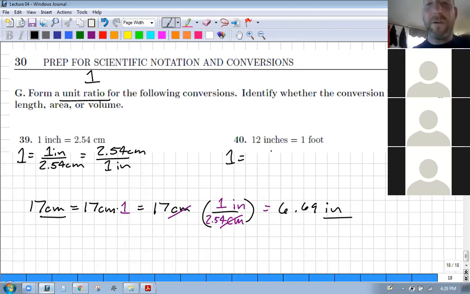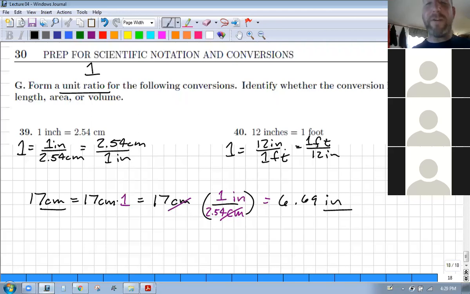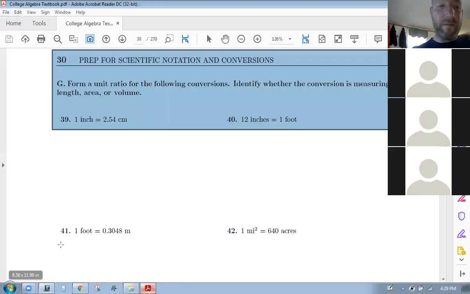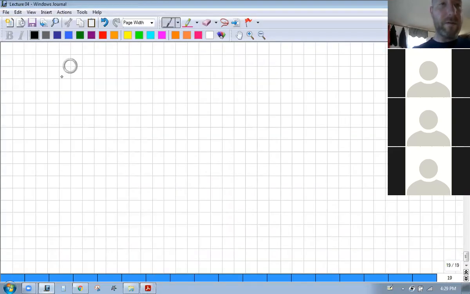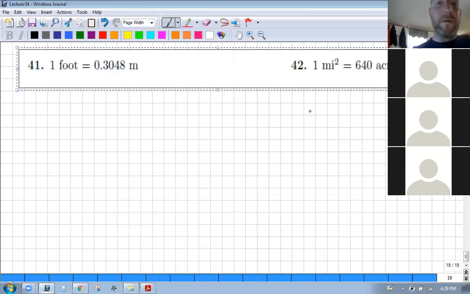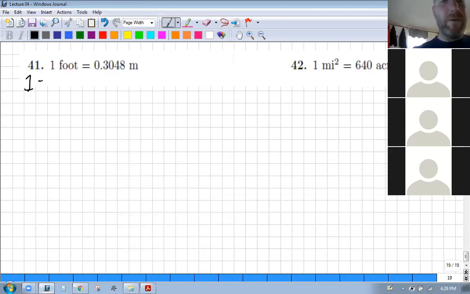So over here, 12 inches is the same as a foot, or 1 foot is the same as 12 inches. And you'd use one or the other depending if you're converting from inches to feet or from feet to inches. All right, 1 foot is 0.3048 meters. So about 1/3 of a meter. Or you can write it the other way. It's the same as a foot.